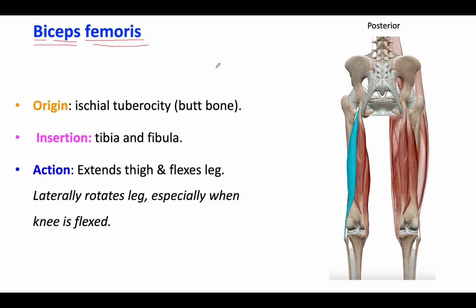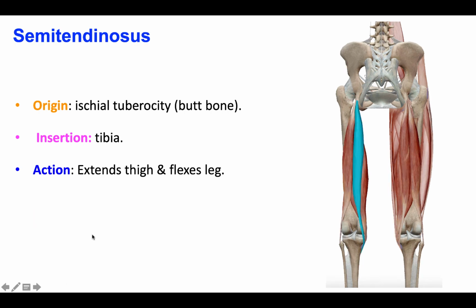All right. Now the origin is on the ischial tuberosity, on the butt bone, and it inserts at the tibia and fibula. So there's the fibula, and we can't see the insertion perfectly on the tibia, but it is there. And its job is to extend the thigh, flex the leg, laterally rotate the leg, and it does so during knee flexion as well.